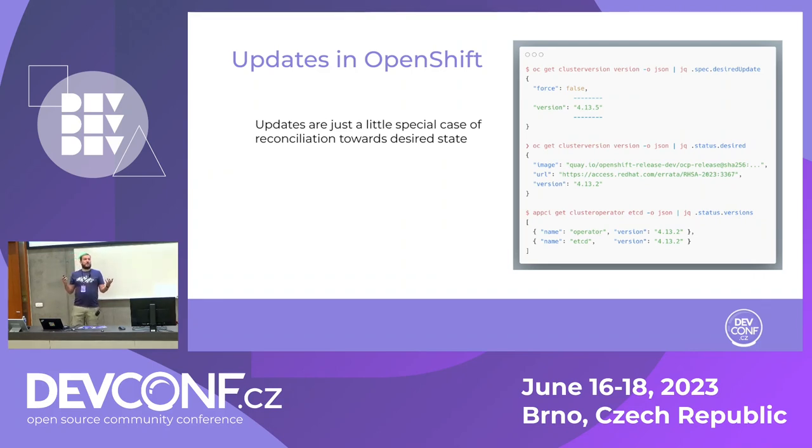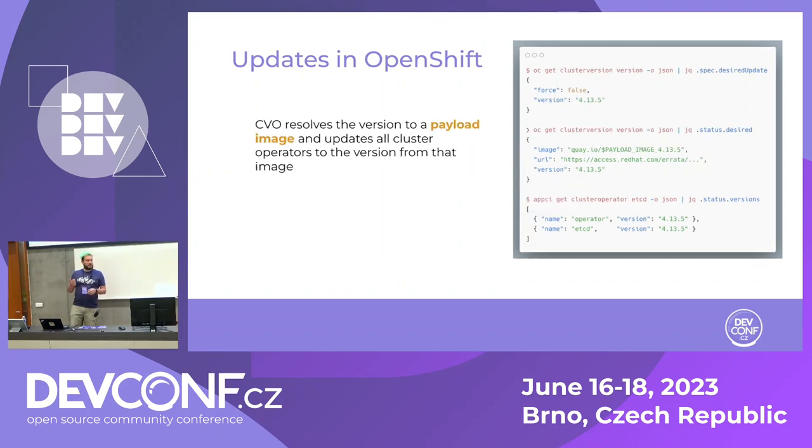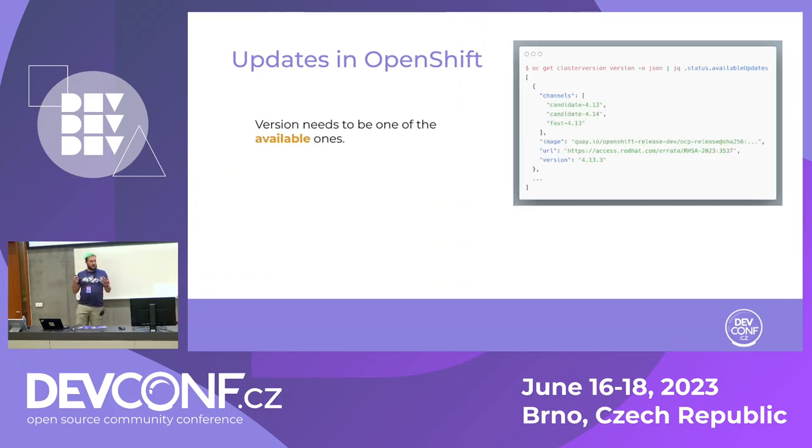Upgrade is nothing more special than you set the new desired version. The CVO notices, yeah, I want to be on this version, I'm on this version, and it starts working. And starting working means it will resolve the version number to something we call the payload image. The payload image is an artifact that contains manifests for all the desired version of OpenShift, and it will start to reconcile to that state.